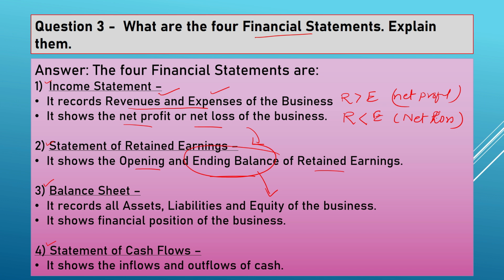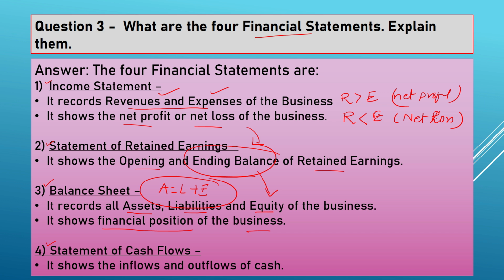Balance sheet is a statement which records all the assets, liabilities and equity. You have seen in the accounting equation that assets is equal to liabilities plus equity. So this equation is truly found in the balance sheet. And balance sheet is also known as the statement of financial position because it shows the financial position of the business. So you can write two very simple sentences, that it records all the assets, liabilities and equity of the business, and you should write one more sentence that it shows the financial position of the business.